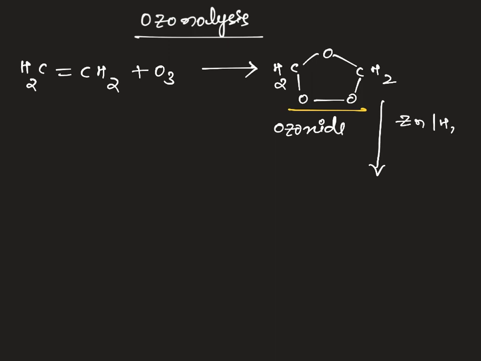Zinc, water. What happened? It is converted into aldehydes, such that 2 moles of formaldehyde are formed, and oxygen comes out from the reaction. That nascent oxygen will react with zinc, which is converted into zinc oxide. Here zinc is 0, it is undergoing +2. So the role of zinc is to take the nascent oxygen coming from the ozonide reduction. That's why we call it reductive ozonolysis.